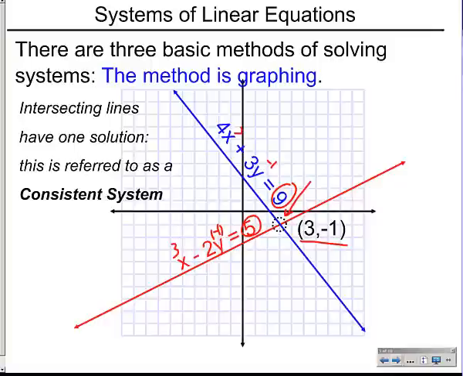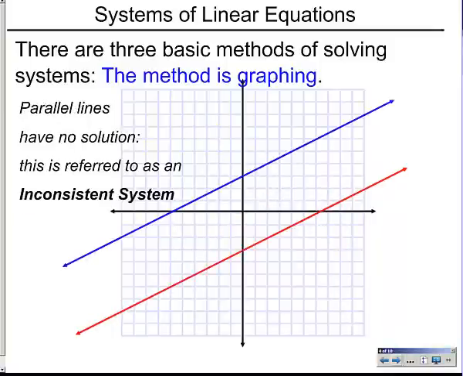So we have to find that one particular point where the two lines intersect. Now, intersecting lines have one solution. So two lines that intersect only intersect in one place. We sometimes refer to this as a consistent system. If we have two lines that are parallel, that means they have the same rise and run, but different y-intercepts. Then these two lines will never have a point in common, which means they have no solution. So parallel lines have no solution, and we sometimes refer to this as an inconsistent system.